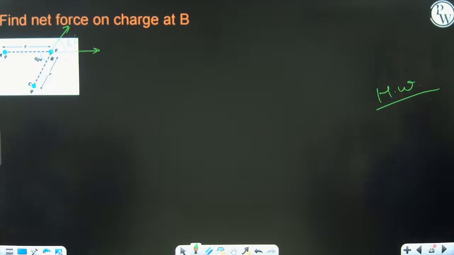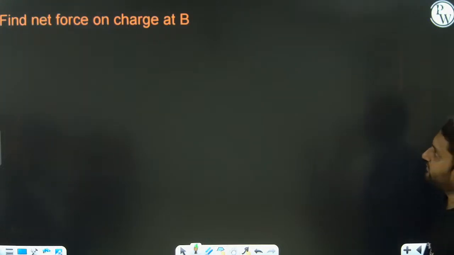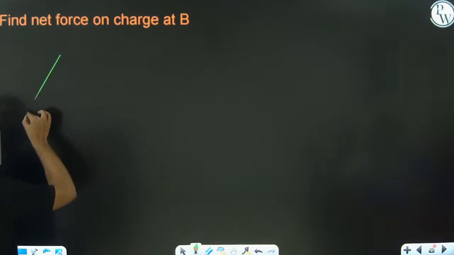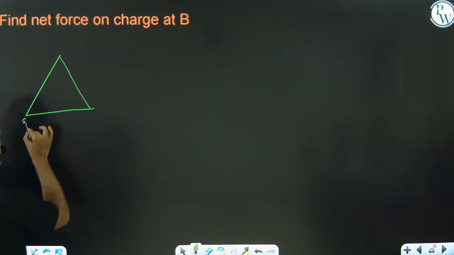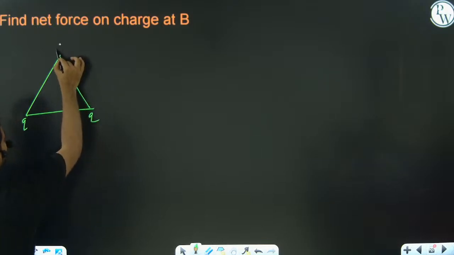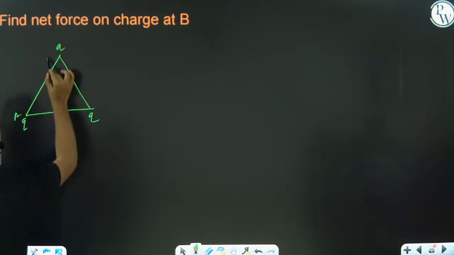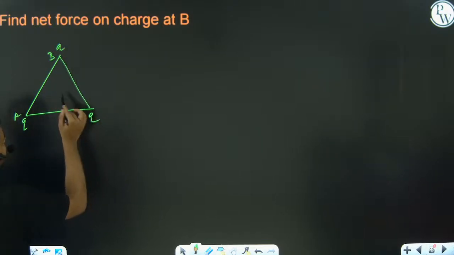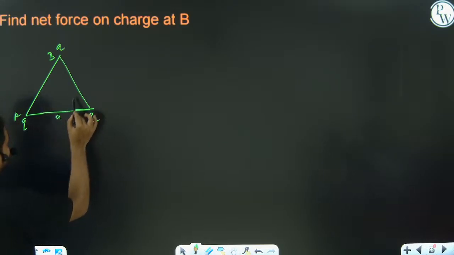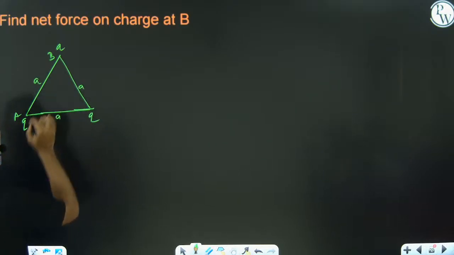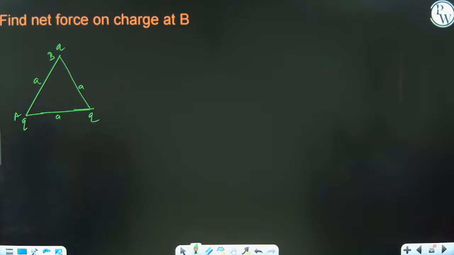Done? Very good. This one question I have not given the diagrams here. Diagram is this triangle. This has Q, Q, Q. This is A, B, C. This is equilateral triangle, beta. Side is equal, A, A, A. Find the force on B.